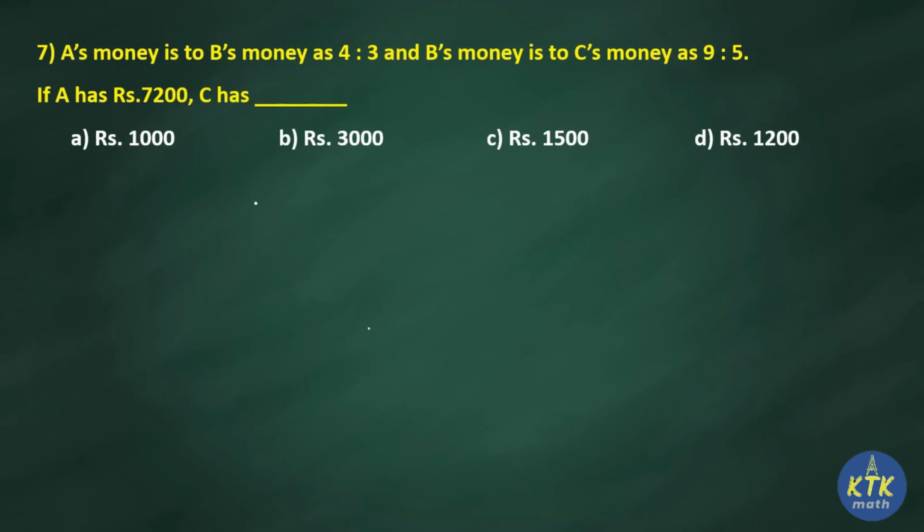So A, B, C. A is to B, how much is given? 4 is to 3. Then B is to C is 9 is to 5. Okay, if A has 7200, how much C has? So this is the question. Okay, I express the question in a simple way. A is to B is 4 is to 3, B is to C is 9 is to 5. If A has 7200, how much C has?